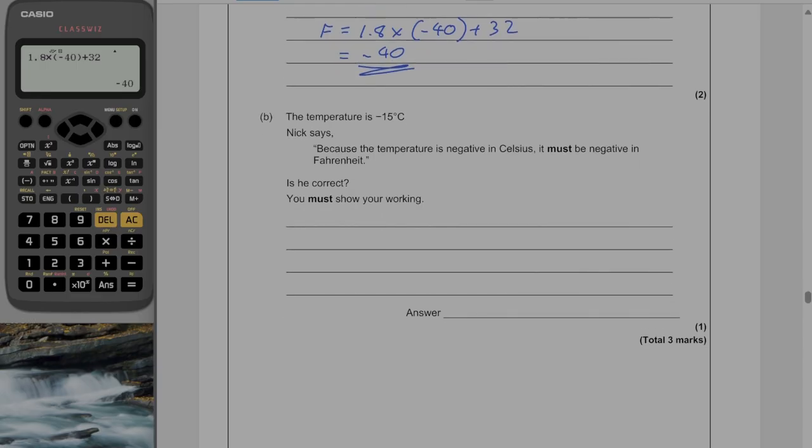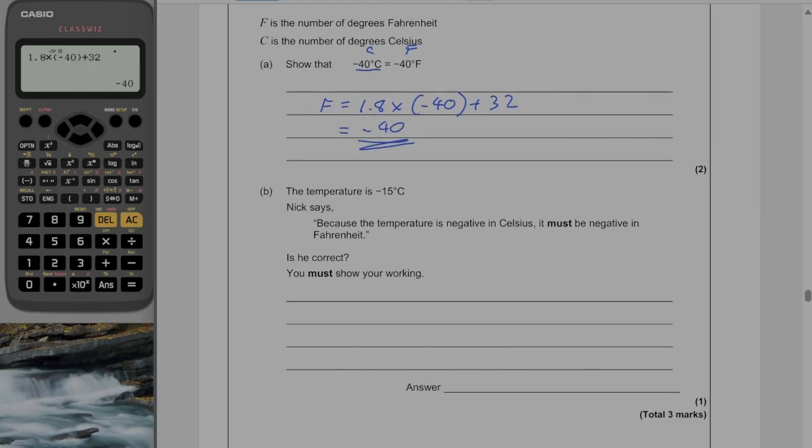Right, part B, the temperature is minus 15 degrees C. Nick says because the temperature is negative in Celsius, it must be negative in Fahrenheit. Is he correct? You must show your working. So he's not right. So let's have a look. So this time C is minus 15, so let's see what happens here.